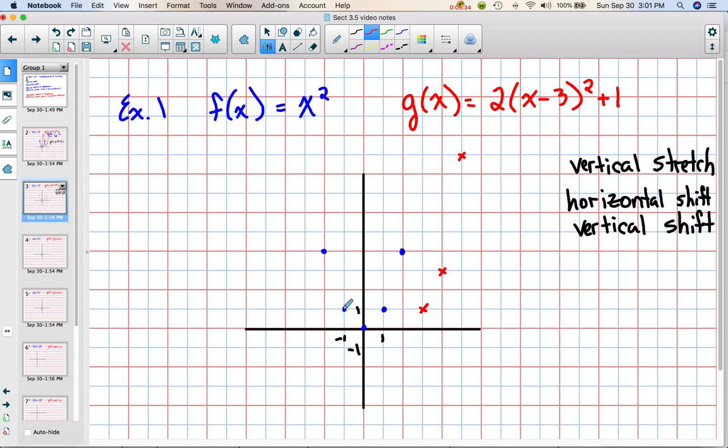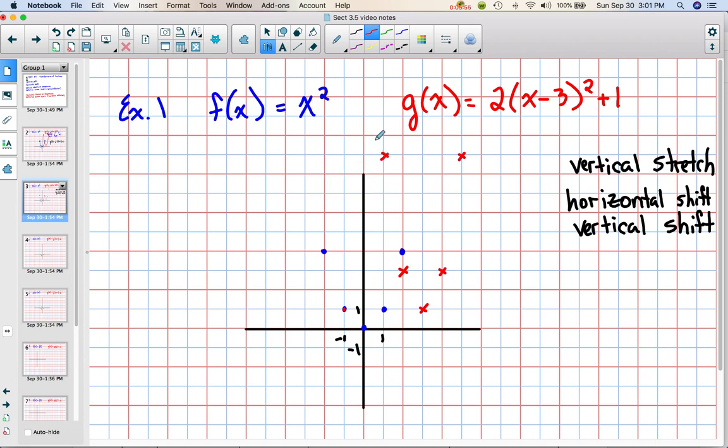So I'm at a height of 1. I'm going to double that. So I'm going to go here, sorry. And I'm going to go to the right 3 and up 1. One more. I'm at a height of 4, double that, to the right 3 and up 1.